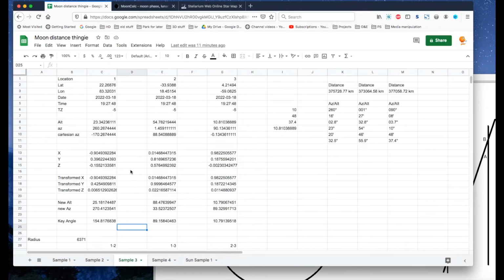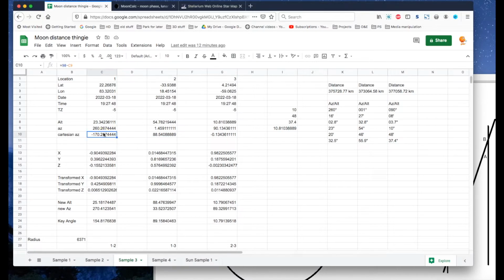In this tab, I chose 3 different geolocations. This is the same time in all 3. These are all my local time. I've got the reported altitude and azimuth as provided by Stellarium. And in order to be able to use any location on Earth, I have to normalize and rotate and transform all of the altitudes and azimuths into a common reference frame.